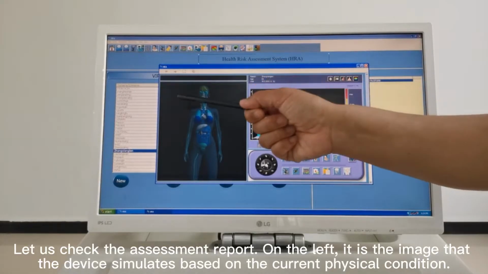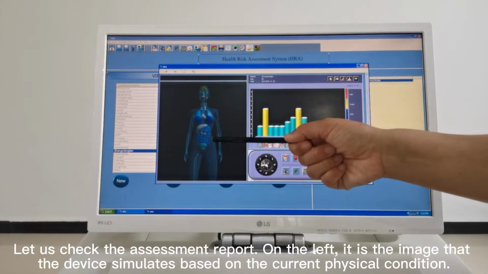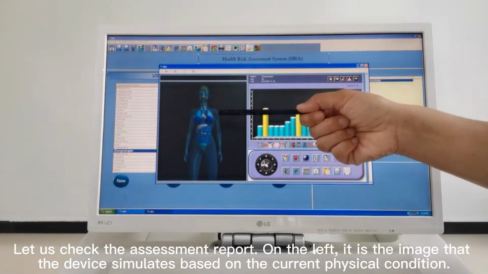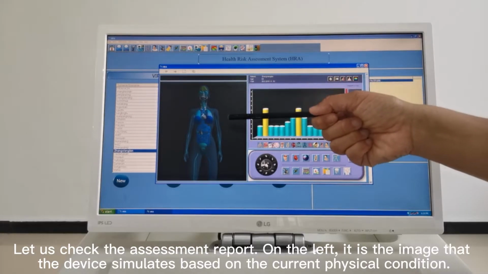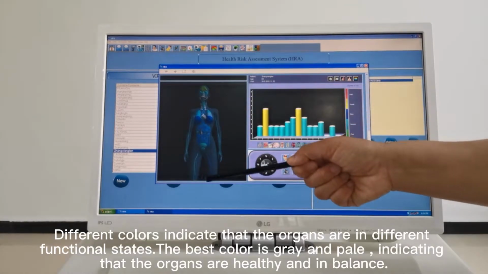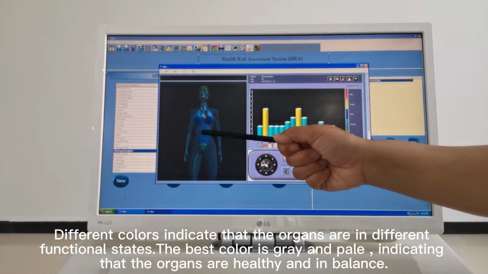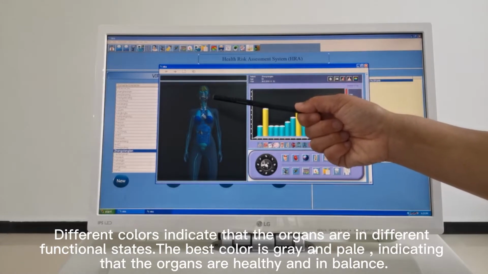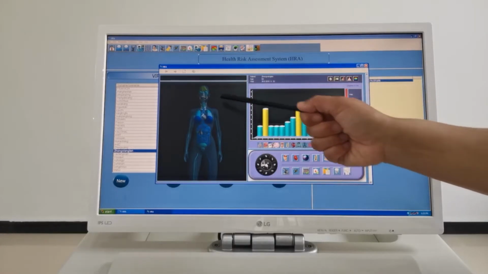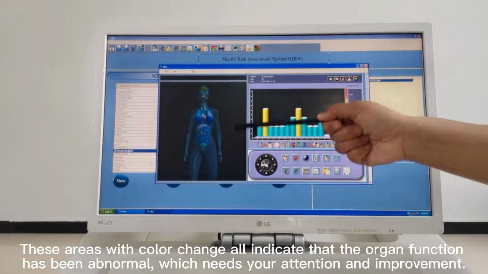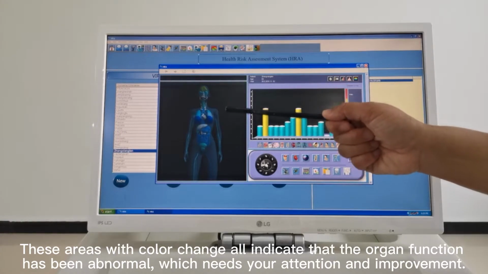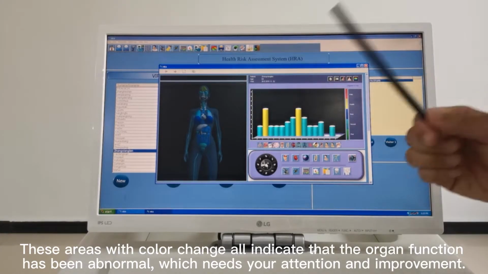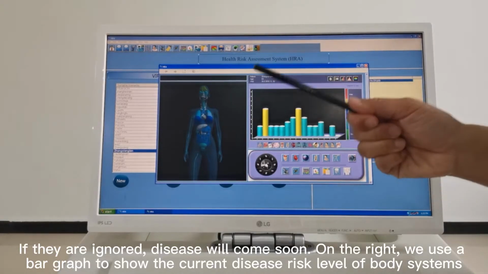Now, let's check the assessment report. On the left, it is the image that the device simulates based on the current physical condition. Different colors indicate different functional states. The best color is green, indicating the organs and systems are healthy and balanced. These areas with the color change all indicate that the organ function has become abnormal, which needs your attention and improvement. If they are ignored, disease will come soon.